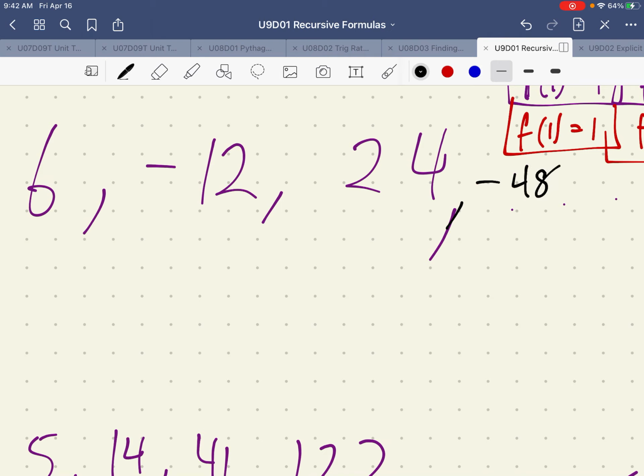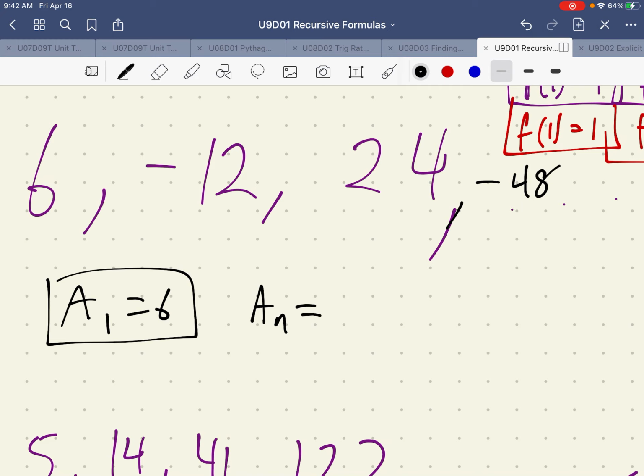So the rule for this sequence would be, well, A1 is equal to 6 because we need our starting number. And AN is equal to negative 2 times AN minus 1.